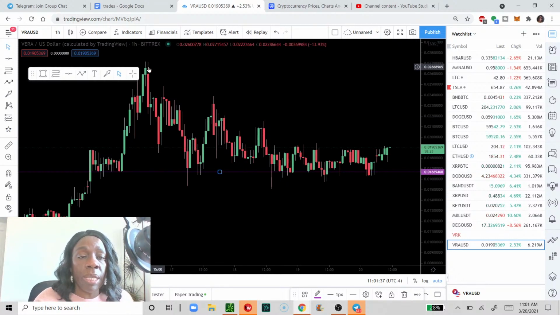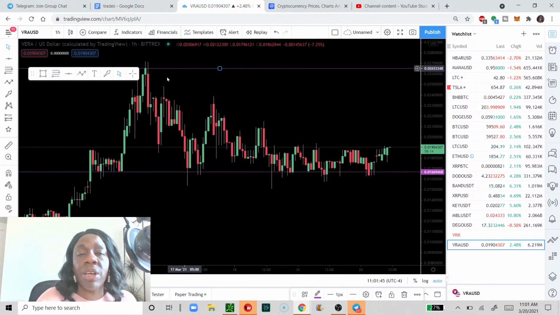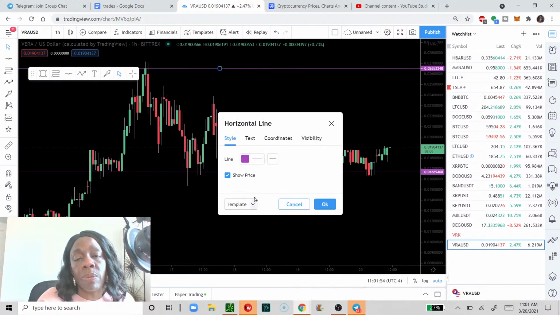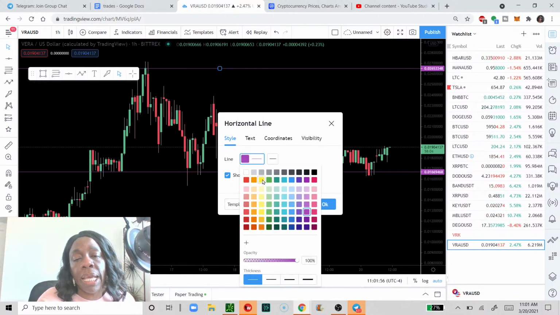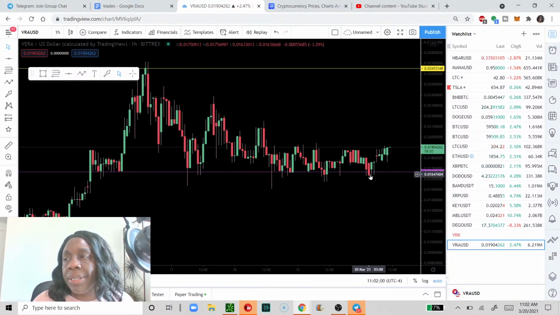But equally, we have the resistance up here. So we have that resistance. Price action on VRA USD has not ever gone beyond, or let's say has not ever closed beyond this purple level. It hasn't ever closed beyond the yellow level. You don't want to get back into this trade until it breaks above yellow.